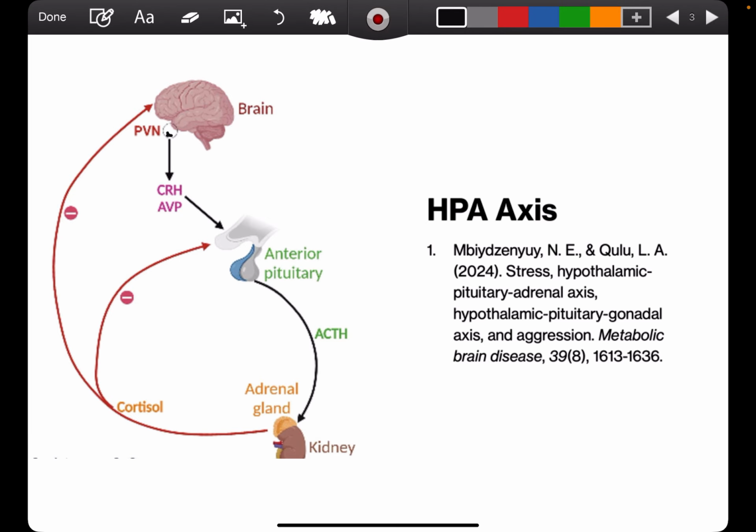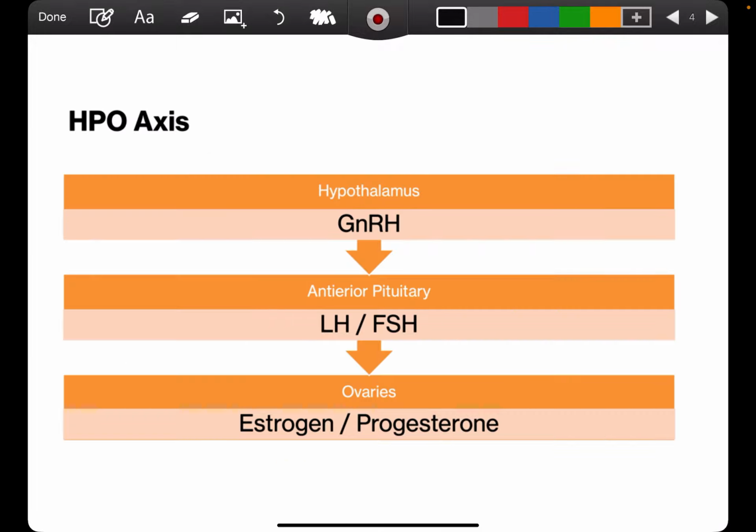Here's a visual for the HPA axis. Start at the brain, paraventricular nucleus that's in the hypothalamus. That secretes CRH. Now, we're not going to talk too much about ABPN right now. And then that moves to the anterior pituitary, which then creates ACTH, moves to the adrenal gland, creates cortisol, which feeds back to the anterior pituitary and the hypothalamus in the brain to inhibit CRH and ACTH.